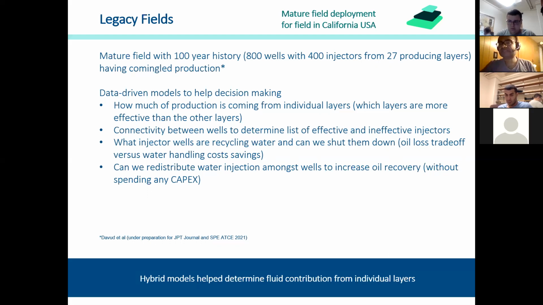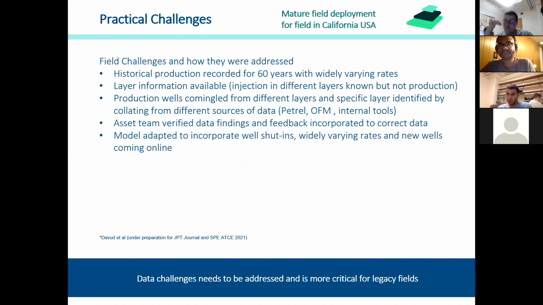So the goal was, is it possible to identify how much production was coming in from individual layers? Can we determine connectivity between wells to determine list of effective and ineffective pairs? And perhaps can we identify where we are recycling and perhaps even shut them down? Or are there opportunities where we can try to redistribute water amongst wells so that we can increase oil recovery without spending any capex?